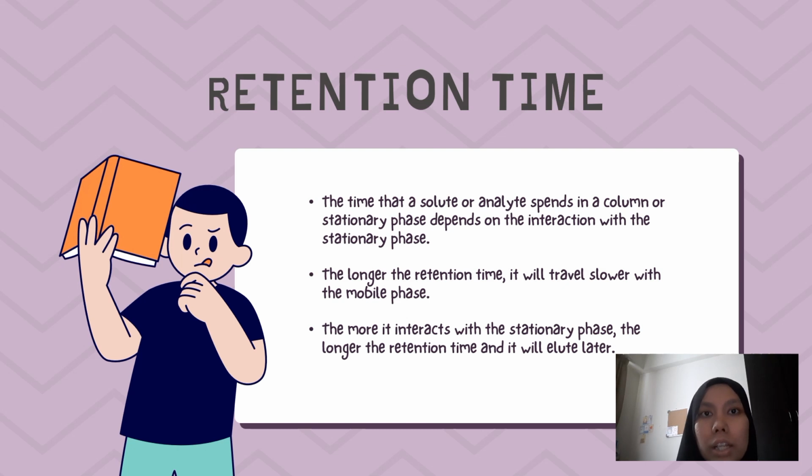Then last but not least, this is the retention time. The time that a solute or analyte spends in a column or stationary phase depends on the interaction with the stationary phase. So the longer the retention time means that it will travel slower with the mobile phase, and the more it interacts with the stationary phase, the longer the retention time, and it will elute later.